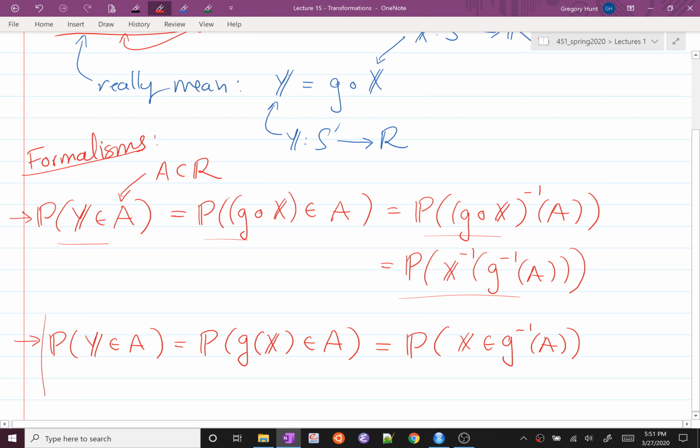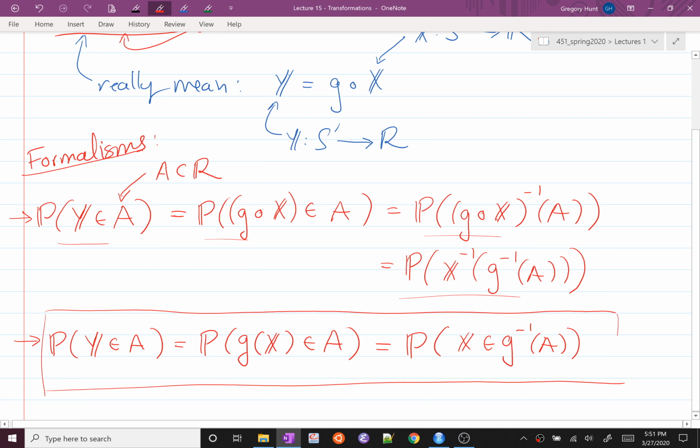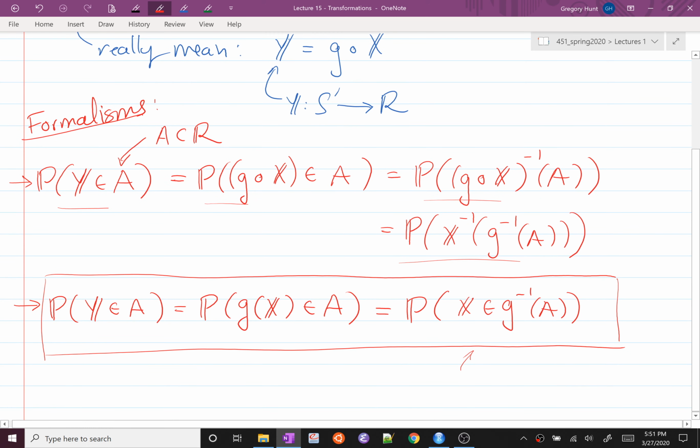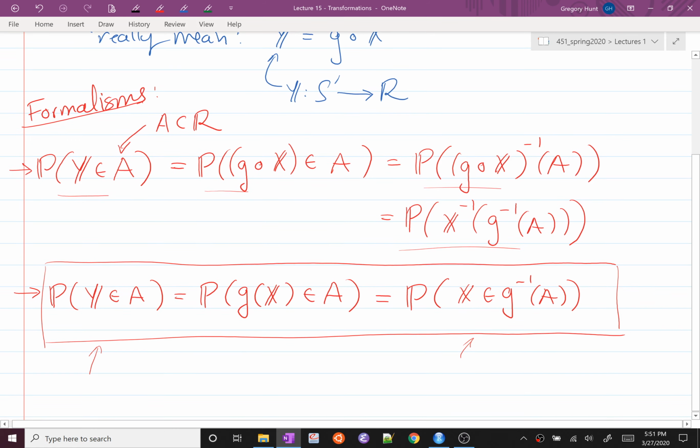This second one here is probably the most useful one to remember, which is that if I want the probability that y is in A, that's, according to my definition, y is g of x in A, and I could always just apply g inverse on both sides. That would be the probability that x is in g inverse of A. And so if I knew something about the probability that x is in sets, I could use that to calculate the probability of y being in sets.